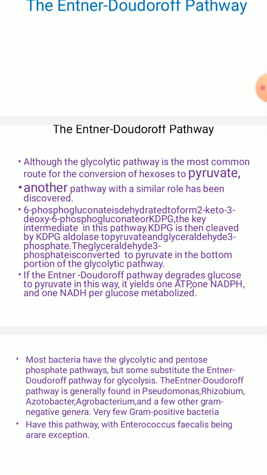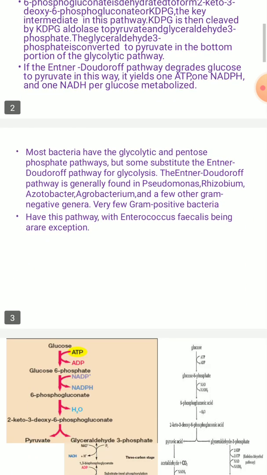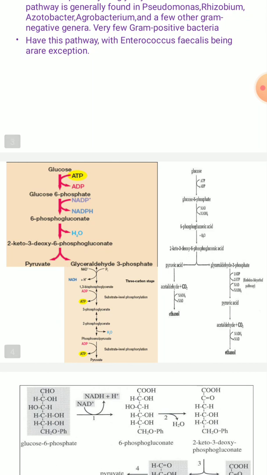Once glyceraldehyde 3-phosphate is formed, it enters glycolysis and continues the glycolytic pathway to form pyruvate. Or, in other bacterial species such as Azotobacter and Agrobacterium, it can also undergo the fermentation process, yielding 1 ATP, 1 NADPH and 1 NADH per glucose metabolized. So this is how the ED pathway happens.